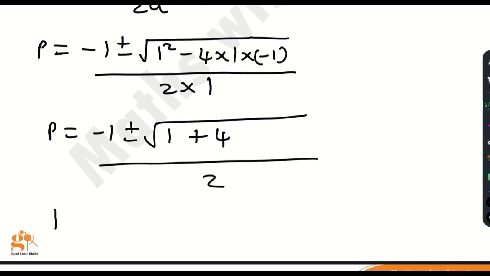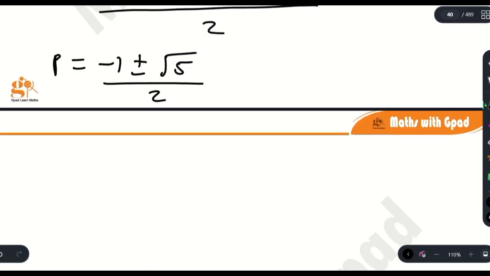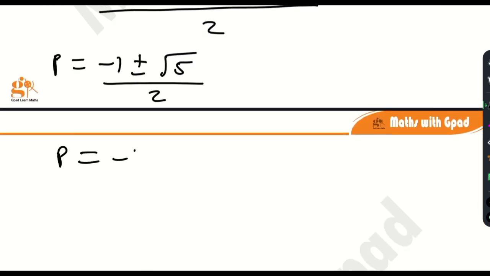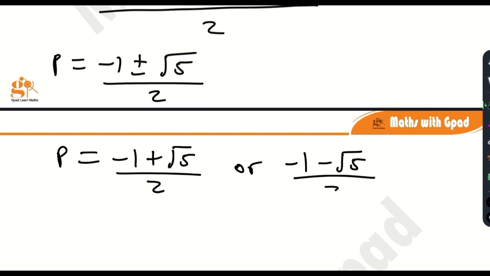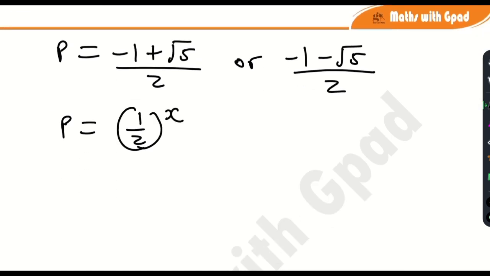So what do you have? You have that P is equal to -1 plus or minus 1 plus 4 is 5. So that's square root of 5 all divided by 2. Now what does this mean? It means that P is equal to -1 plus the square root of 5 over 2, or -1 minus the square root of 5 over 2. Remember, we said that let P be equal to 1 over 2 all raised to the power x. It's time to bring back what P is.